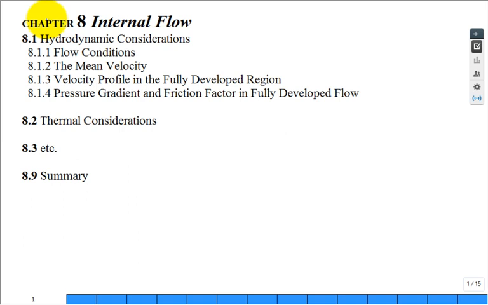So we're into chapter 8 on internal flow. And if you take a look at it, yeah, it's a long chapter. It's a very important chapter. But take a look at the first section of it, 8.1. It starts off with hydrodynamic considerations. We don't even get to anything thermal until section 8.2. So it's a big review of really the fluid mechanics. And that's really important because we're going to add a layer of complexity on top of it, okay?